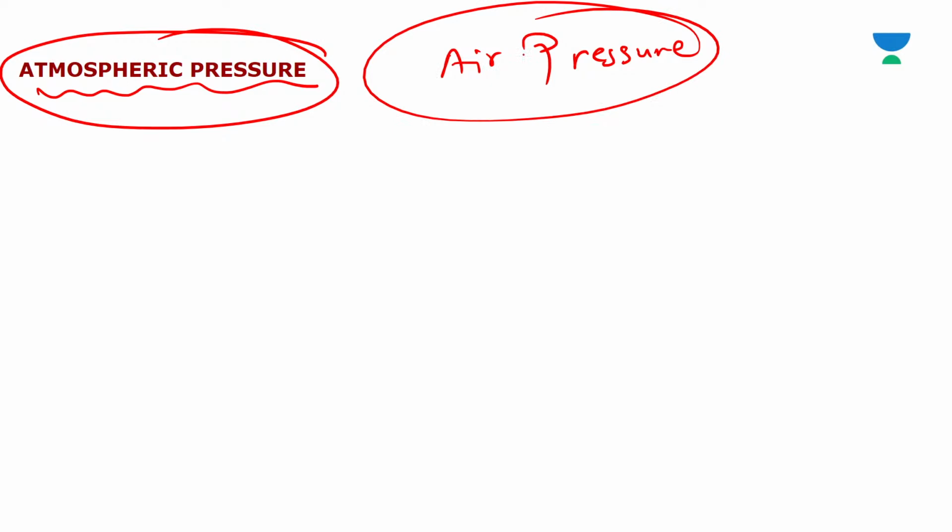Friends, do you realize that our body is subjected to a lot of air pressure? As one moves up, the air gets rarefied and one feels breathless. How many of you have visited high altitude places or visited Leh Ladakh?